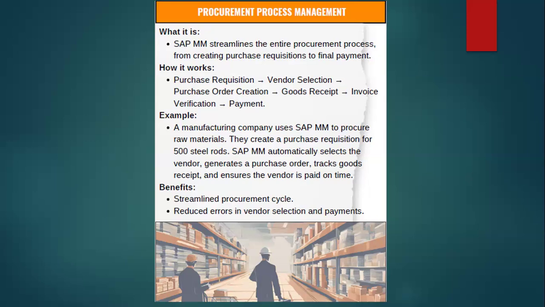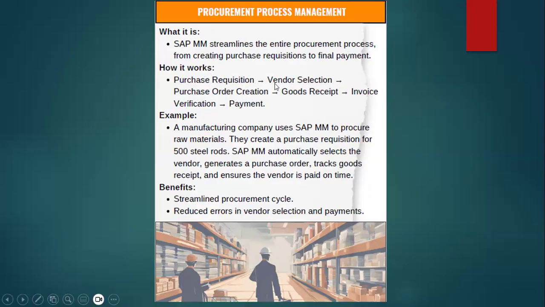He will create the request to purchase department. Okay. SAP MM streamlines the entire procurement process from creating the purchase requisition to the final payment. How it works? First one is purchase requisition, then the vendor selection. After purchase requisition means we are getting the request to purchase.